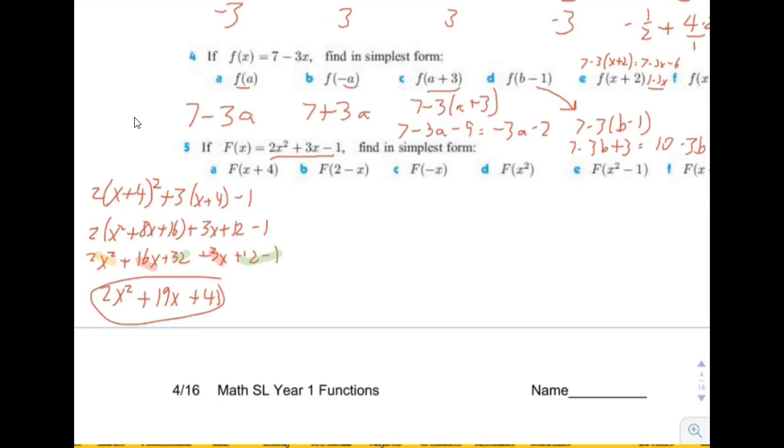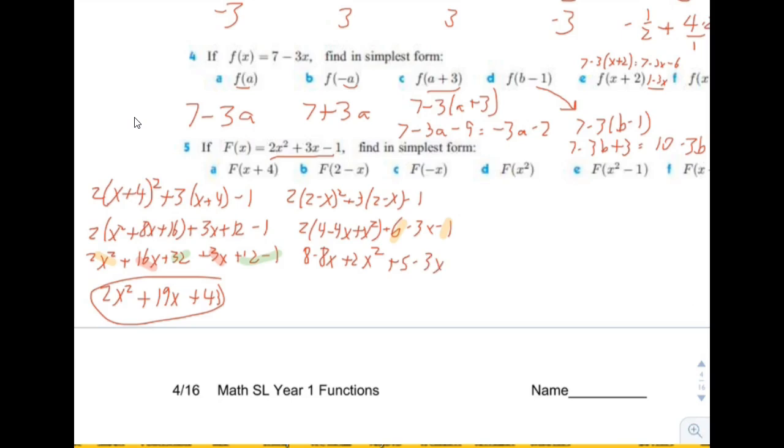What about for B? They're going to give us 2 minus x. So we're going to have 2 times 2 minus x squared plus 3 times 2 minus x minus 1. 2 times 4 minus 4x plus x squared plus 3 times 2, which is 6, minus 3x minus 1. Now we'll combine like terms. Oops, I didn't multiply it all out yet. So 8 minus 8x plus 2x squared. I'm going to combine the 6 and the 1. I'm going to get 5 minus 3x.